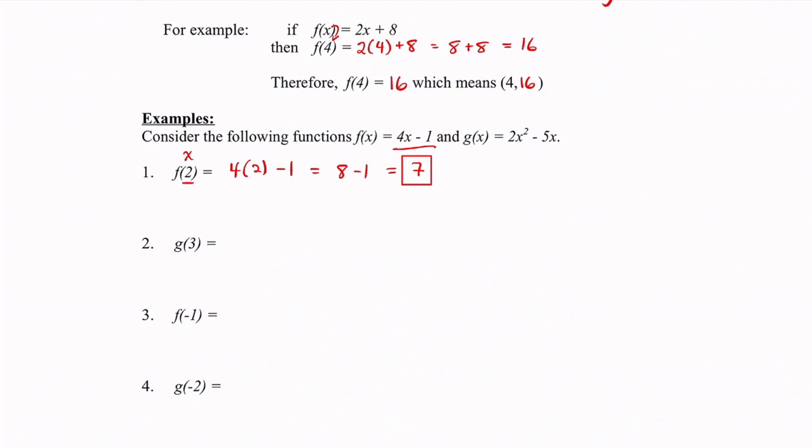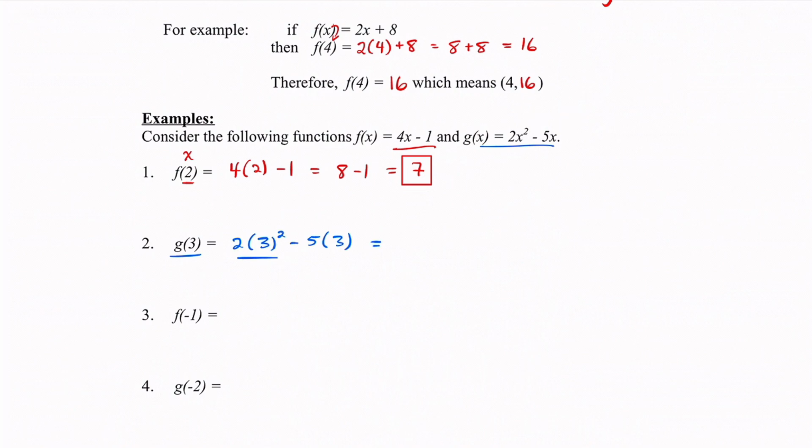The next one, number 2, now uses g, so I know I'm going to have to use the g one, and I'm going to evaluate it at 3. So x is going to be 3. So it's going to be 2 times 3 squared, and then minus 5 times 3. Again, I'm just plugging in a 3 where this x is.